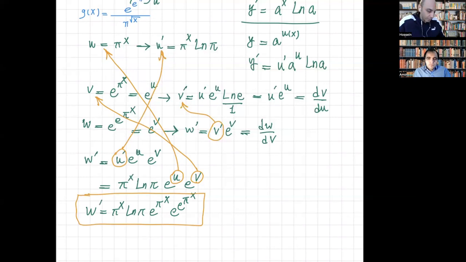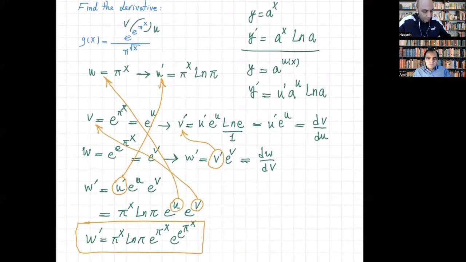And now I'm going to move to the denominator and find the derivative of that. That's correct. So in the denominator, I have pi to the square root of x. So I'm going to call this square root of x, you name it.